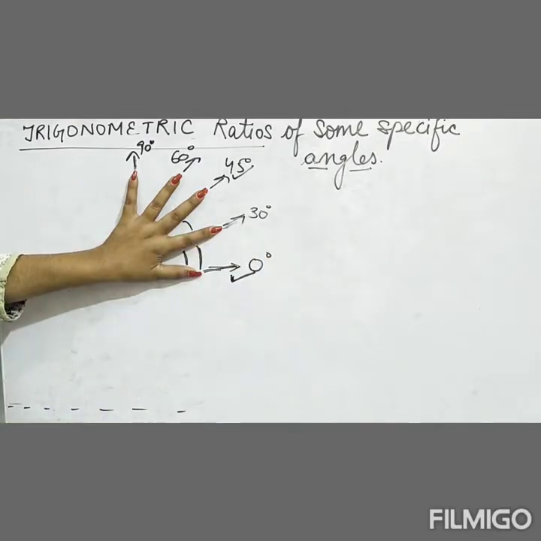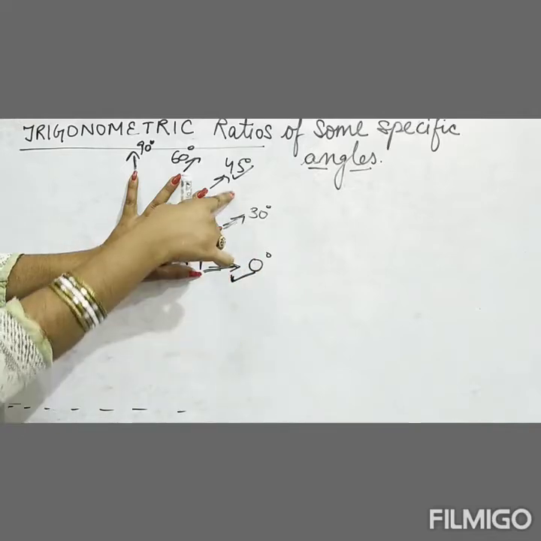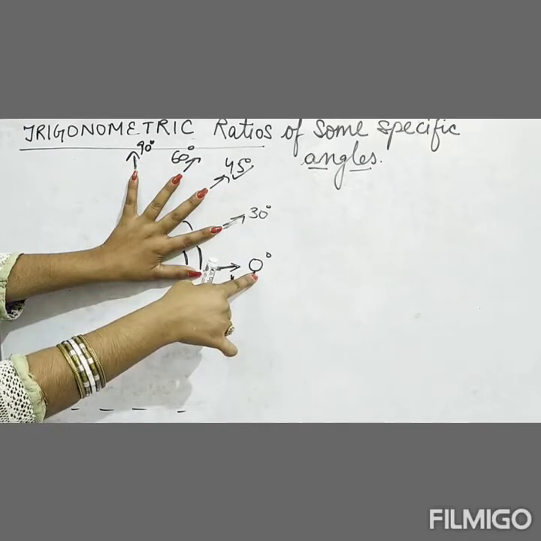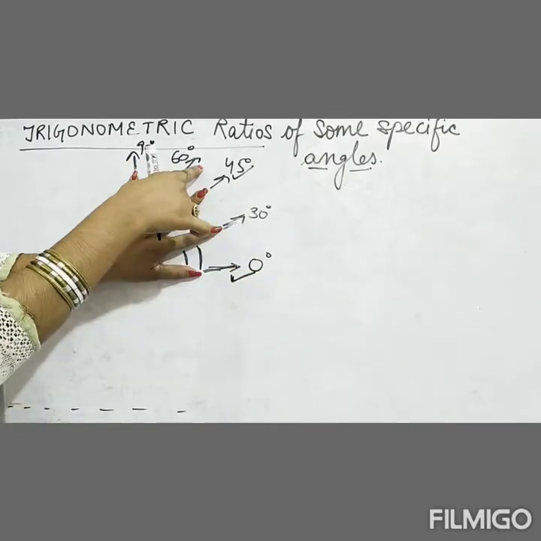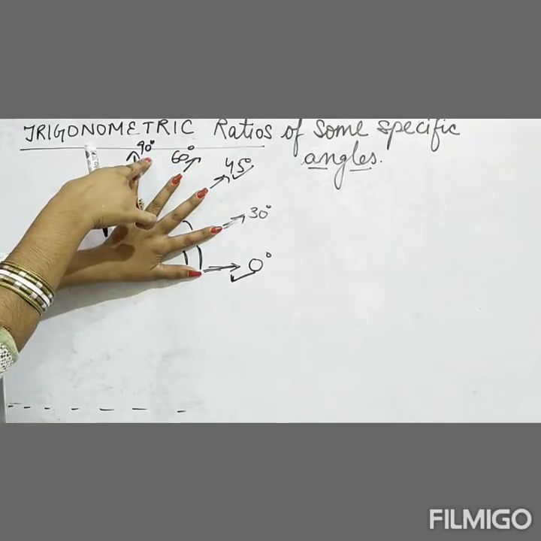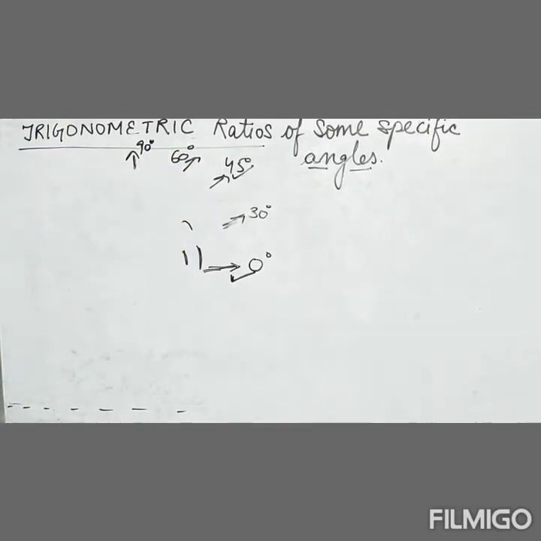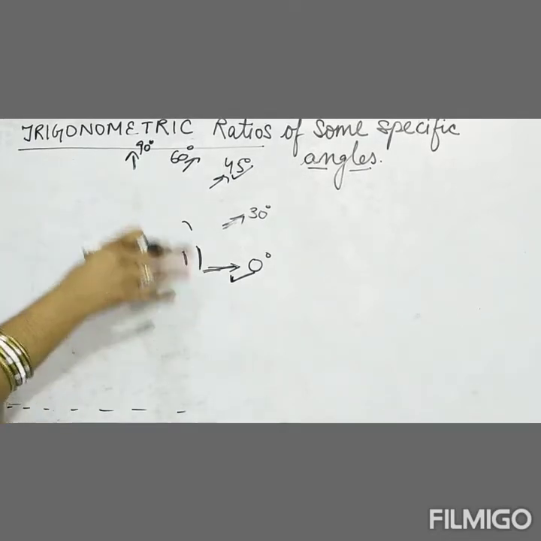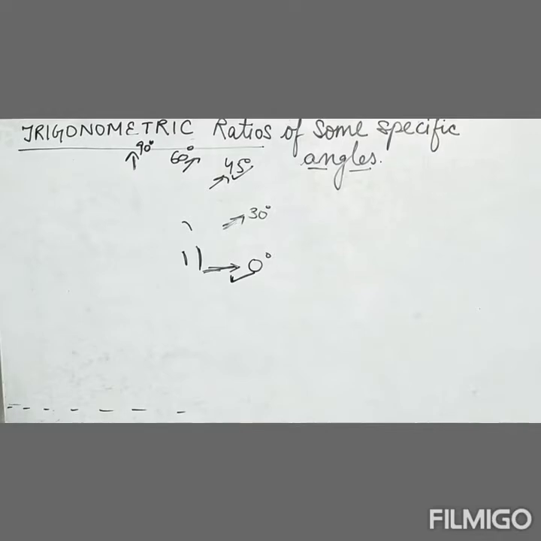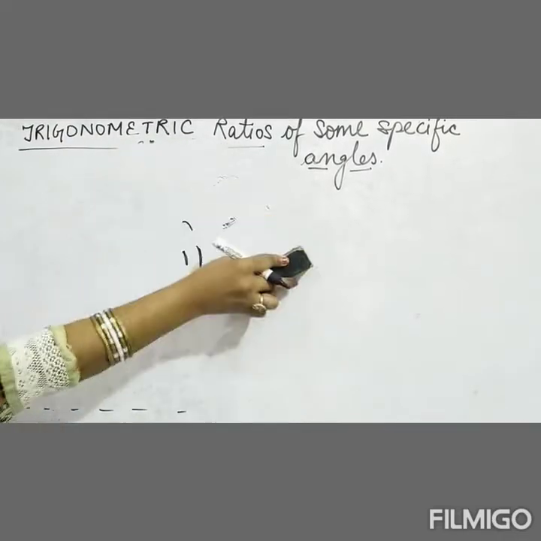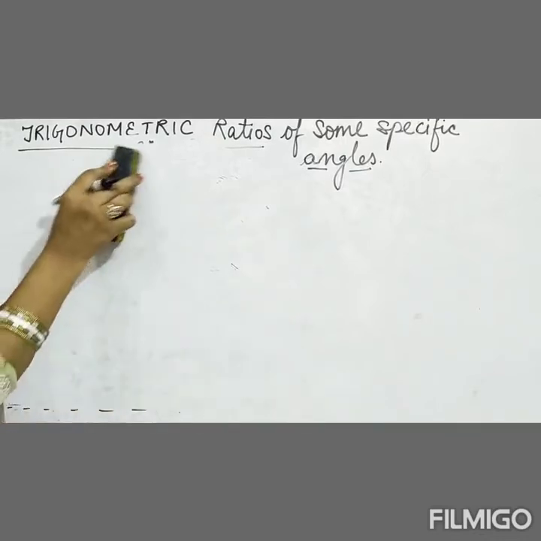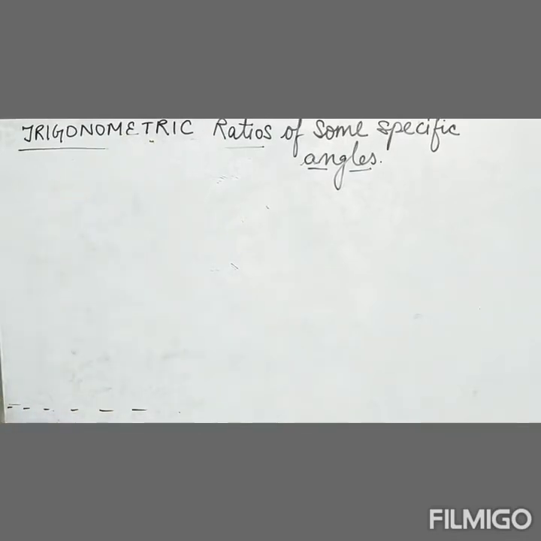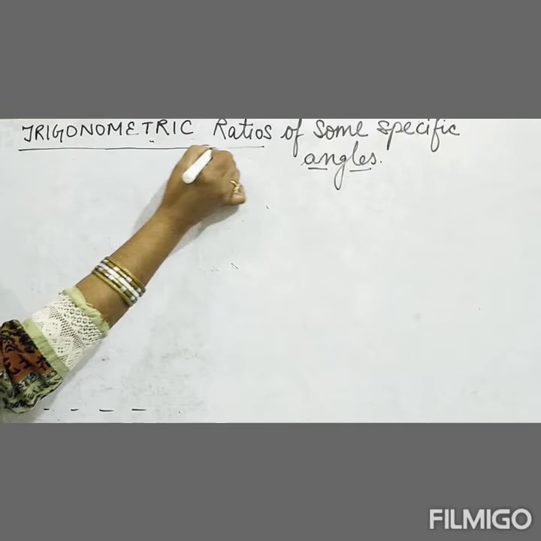Okay, so we will study these specific angles. The angles are 0, 30, 45, 60 and 90. From geometry, you know how to do the construction of these angles. But in this section, we will find the values of trigonometric ratios for these particular angles. So I will tell you how to find these ratios, and first we have to make a table for these particular ratios.